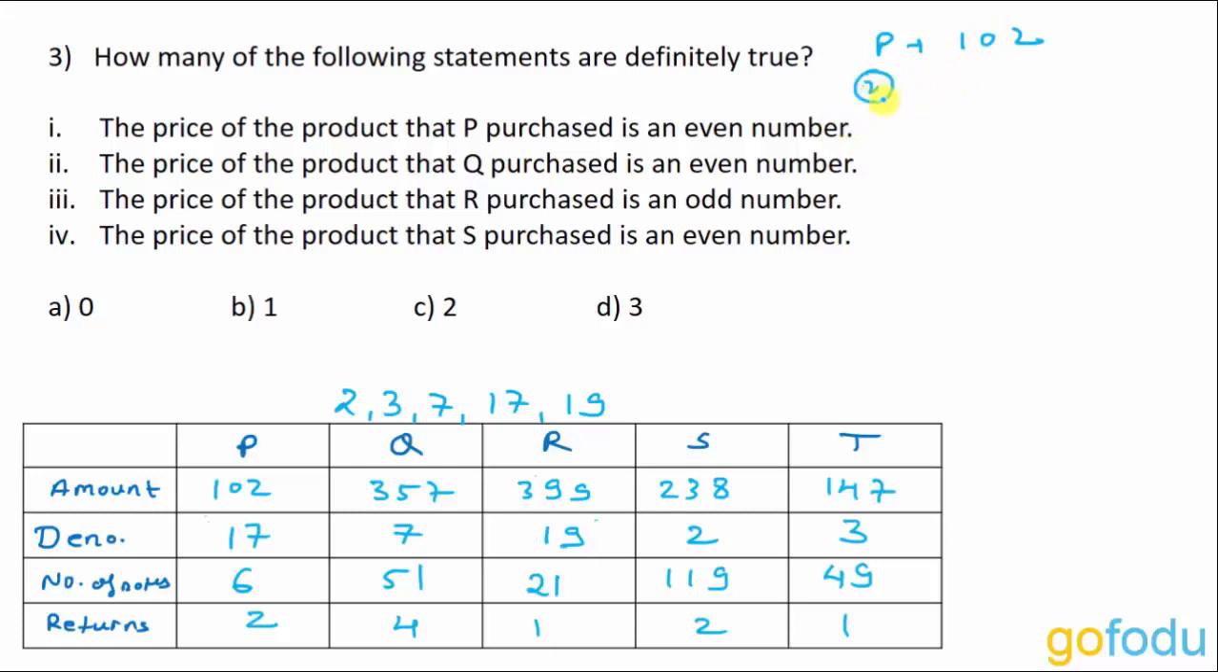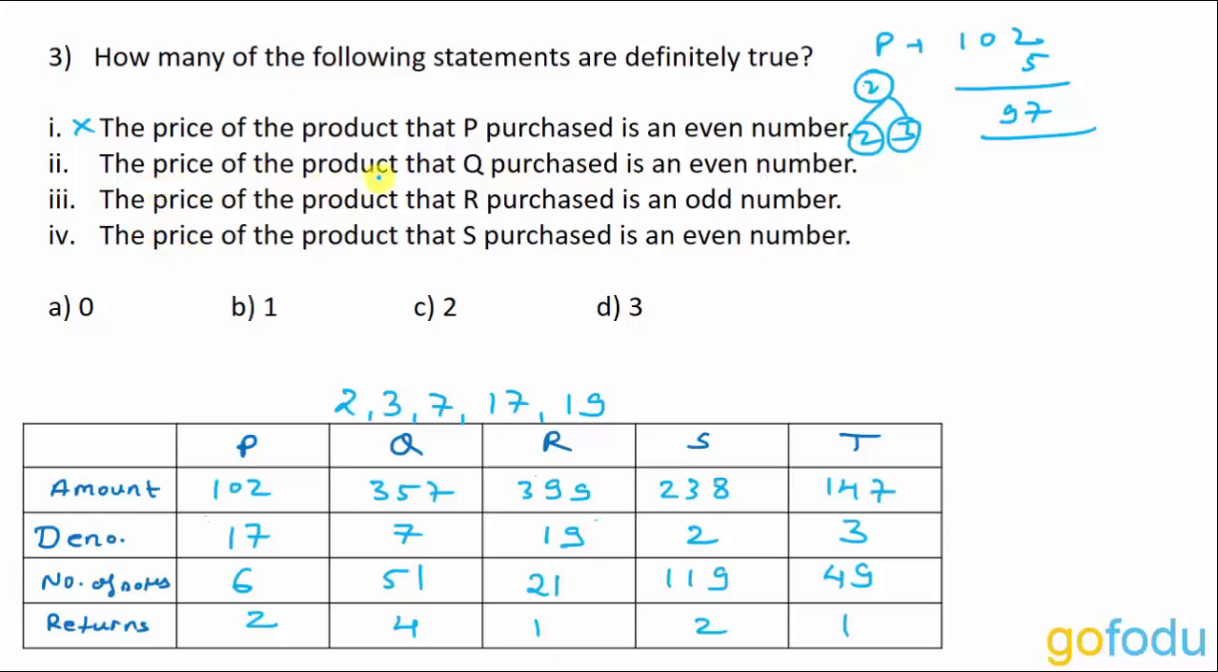So the probable combination can be 2 and 3. He got a 2 rupee note and a 3 rupee note. That is total of 5 rupees in return. So price of the product becomes 97, which is an odd number. So the price of the product that P purchased is an even number can be a possibility, but I am not concerned about that. It is definitely not true, right? So it cannot be our answer choice.